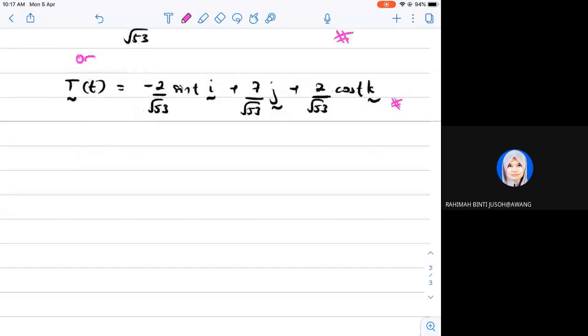Okay. So question number 2, we need to find the unit normal vector.